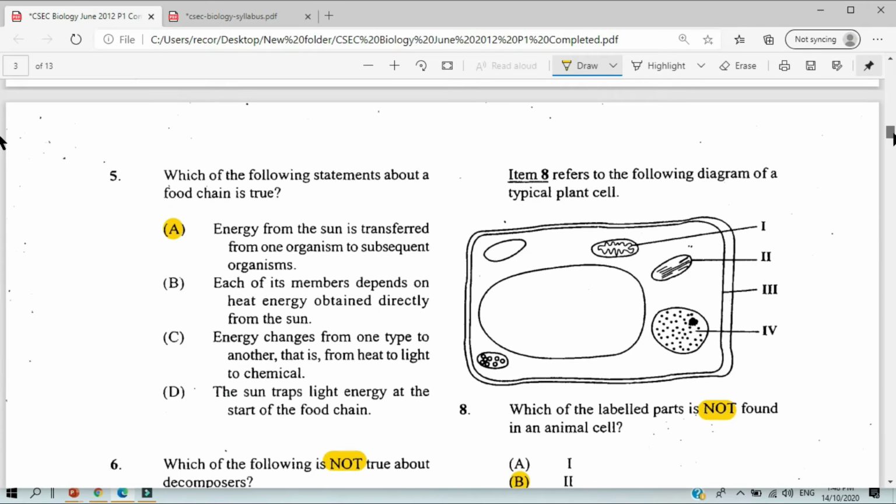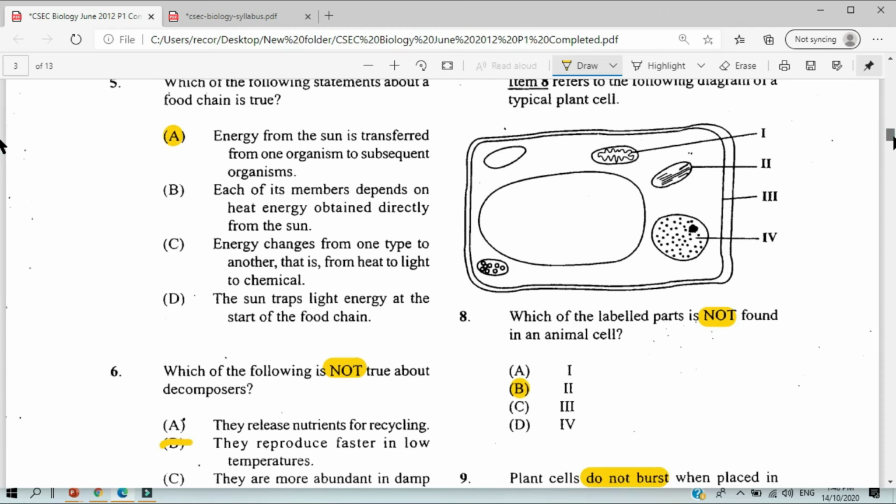Now we're at 5. Which of the following statements about food chain is true? We chose A. Energy from the sun is transferred from one organism to the subsequent organism. We understand that energy cannot be created or destroyed. It pretty much moves from one form to another. So it was easy to choose A there.